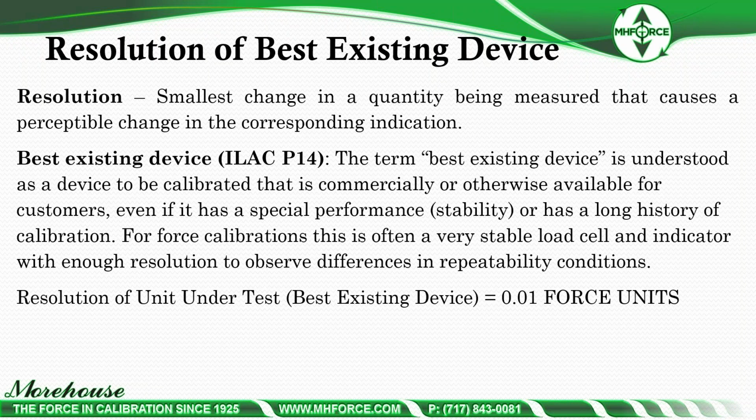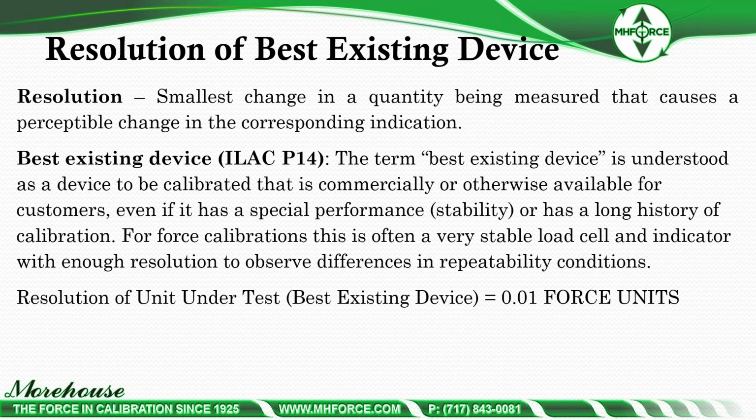But if my device is nice and stable at the 5th decimal place, that's my resolution. I can measure, it can vary by 0.0001 millivolt, and I can touch it, and it's 0.001 millivolt, and it's nice and stable. That would be my resolution. And then best existing device. That's per ILAC P14. The term best existing device is understood as a device to be calibrated that is commercially or otherwise available for customers, even if it has special performance stability or has a long history of calibration.